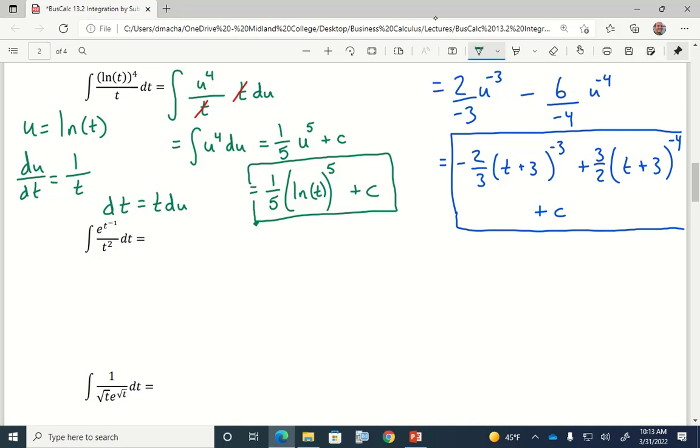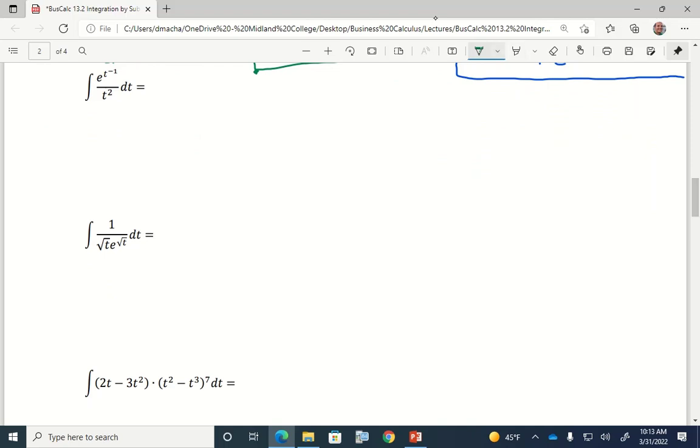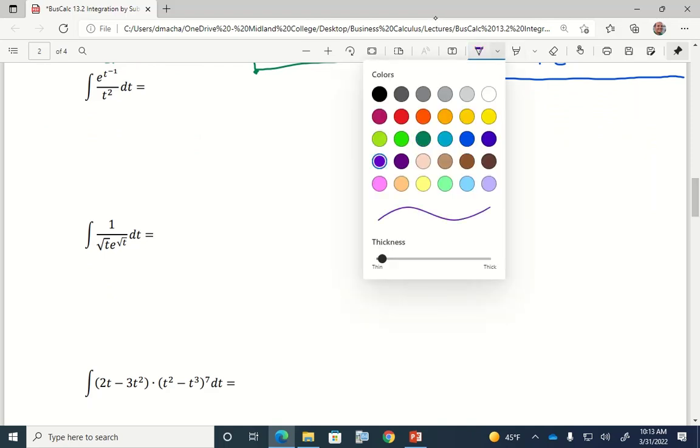What? 1 divided by the square root of t times e to the square root of t. Yeah. All right, let's go with purple.